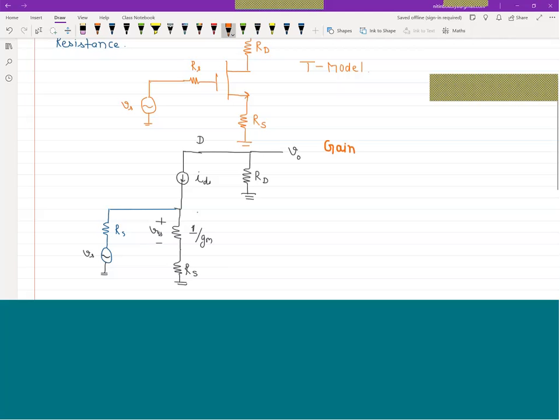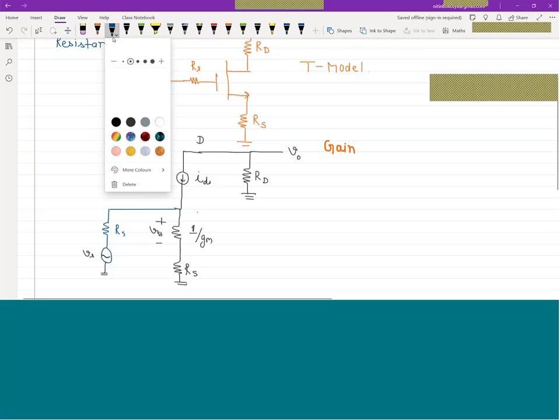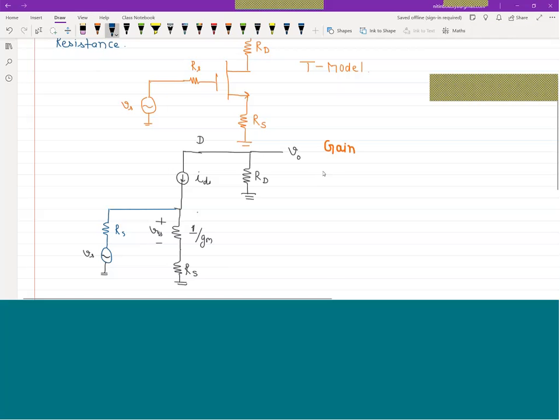Gain, voltage gain. So can I say the output voltage of this circuit is nothing but minus ID into RD, because we are having current in this direction. So original direction is this, so I can say VO equal to minus ID into RD.